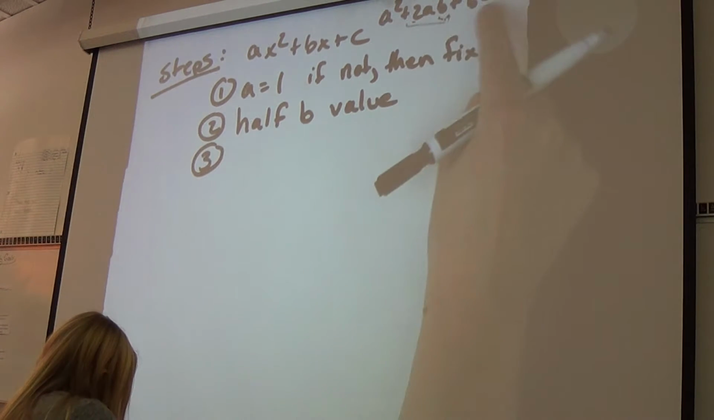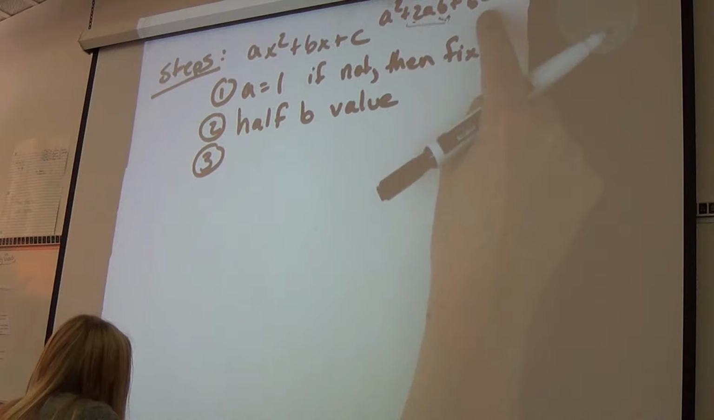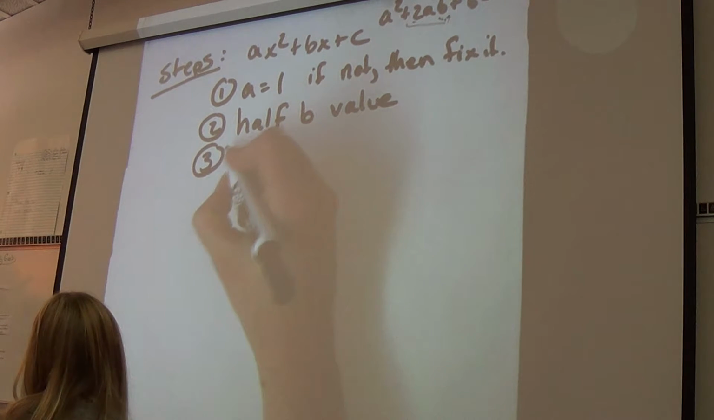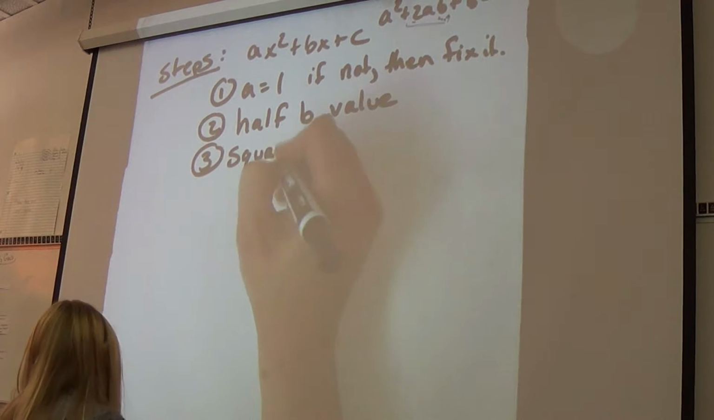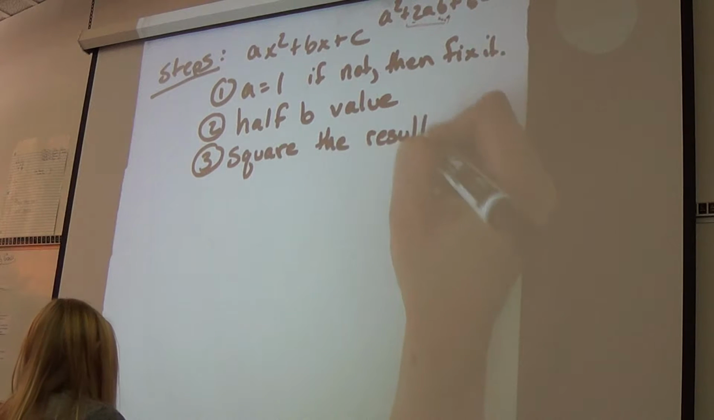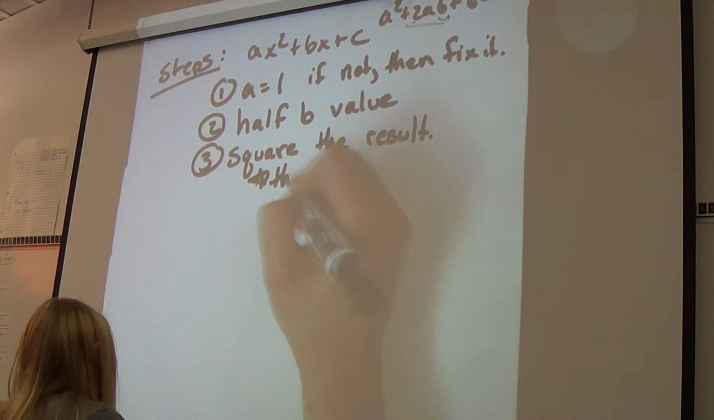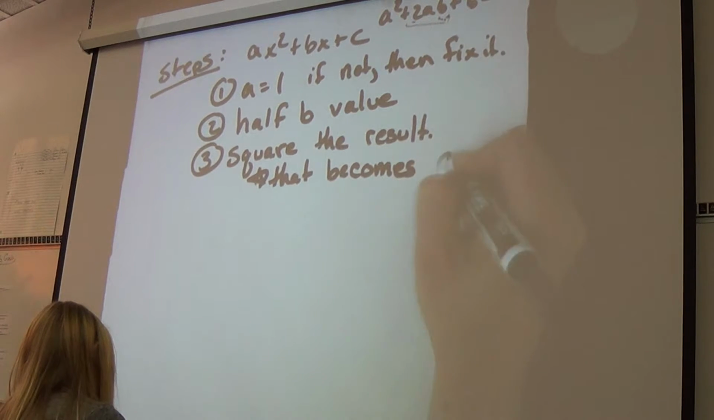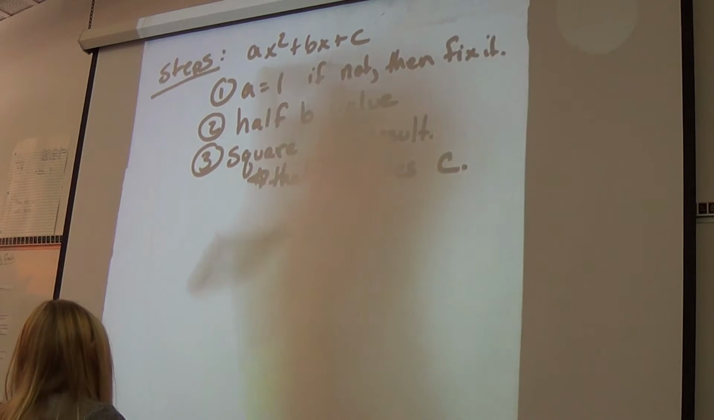Well, what goes on the end is not that value, it's that value squared. So my last step is to go ahead and square the result. That number that we get becomes our C value from our formula there.